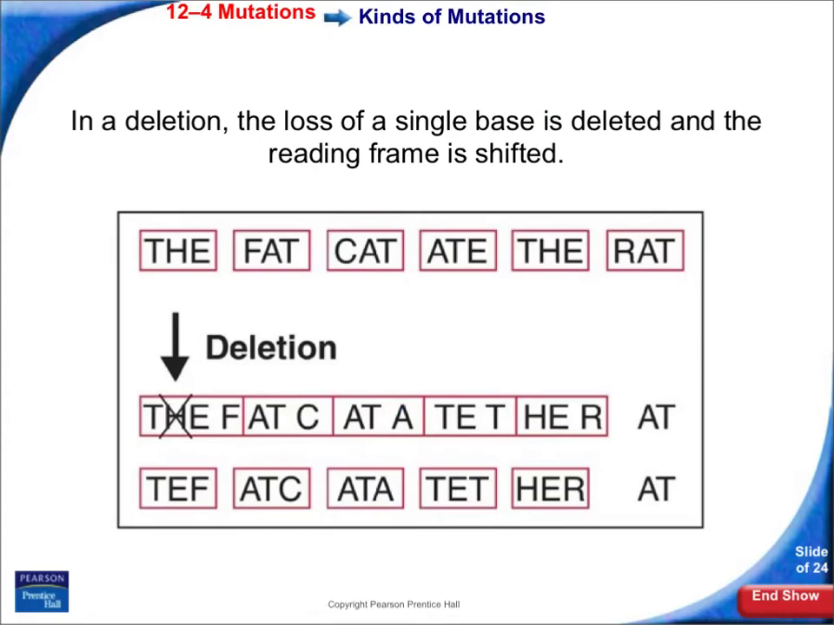And this is just giving you an idea that a deletion is going to have the same effect. If we take out a letter, think of it as reading a sentence made up of all three-letter words, and we take out one of those letters, like for example that H, and then we move everything over so we still have three-letter words, it no longer makes sense. And so that's a problem, especially when you're making proteins.